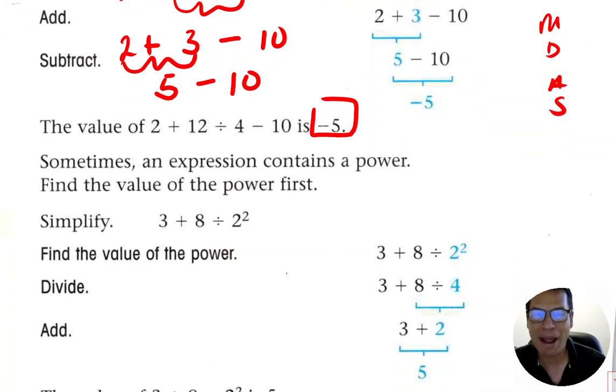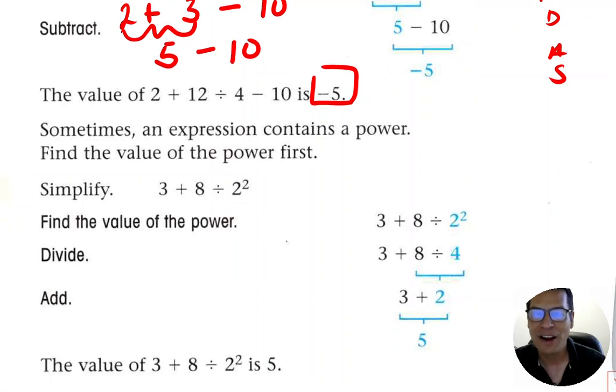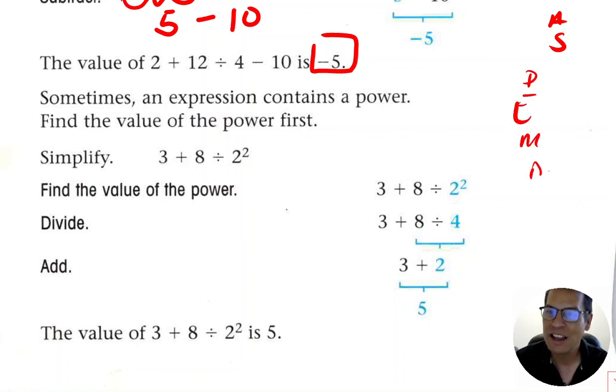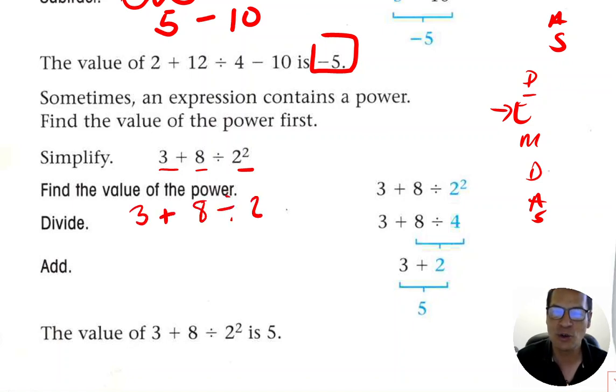So what happens if the expression contains a power? So in other words, in PEMDAS, that exponent. So that's where this happens, right? So 3 plus 8 divided by 2 squared. All right, so write the problem down. 3 plus 8 divided by 2 squared, or 2 to the power of 2.